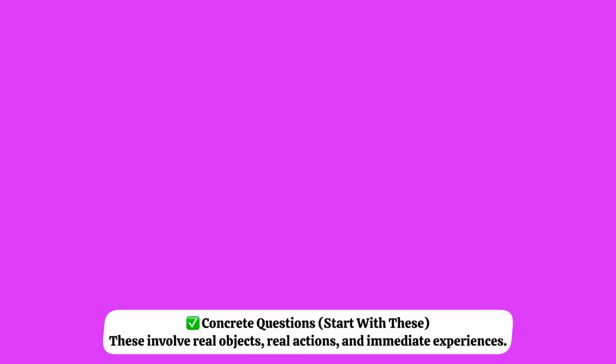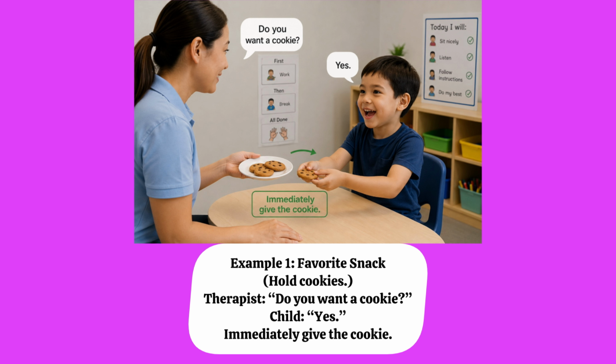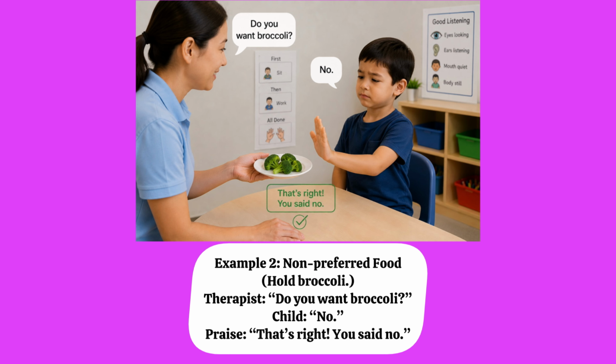Concrete questions. Start with these. These involve real objects, real actions, and immediate experiences. Example 1. Favorite snack. Hold cookies. Therapist: Do you want a cookie? Child: Yes. Immediately give the cookie. Example 2. Non-preferred food. Hold broccoli. Therapist: Do you want broccoli? Child: No. Praise: That's right, you said no.